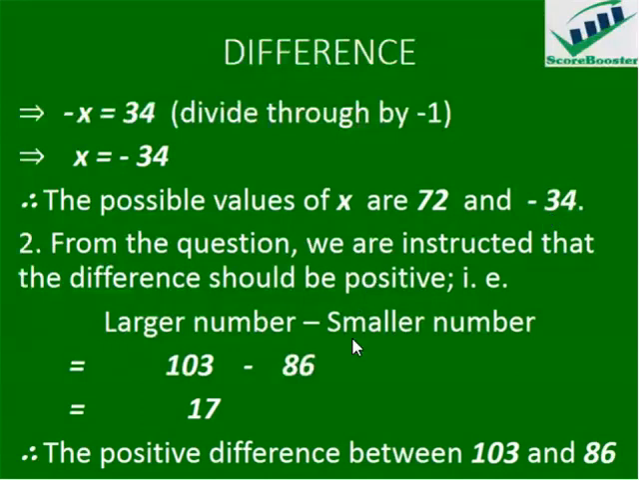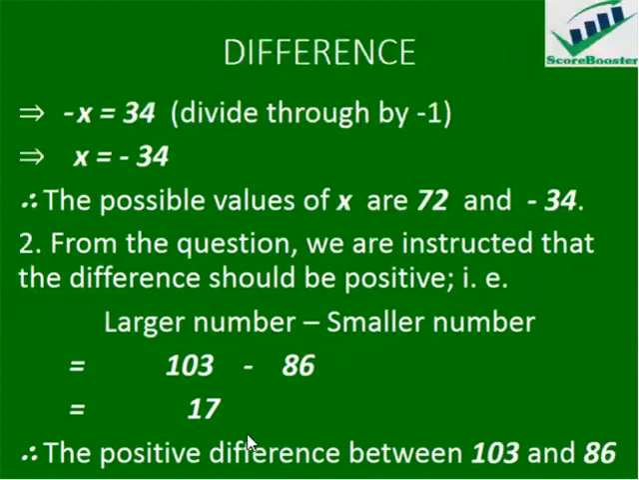So the second question says we should find the positive difference between 86 and 103. For us to have a positive difference, from the question we are instructed that the difference should be positive. And for us to have a positive difference, we have to subtract the smaller number from the larger number. And from the question, the smaller number is 86 and the larger number is 103. So that's why we have 103 minus 86, which is what? 17. Assuming we did 86 minus 103, we have minus 17, which is a negative difference. But the question says positive difference.